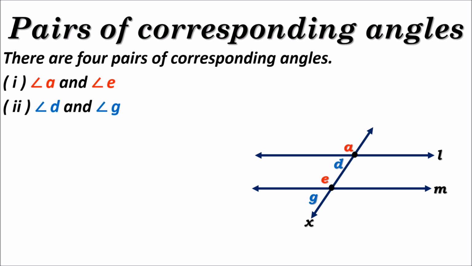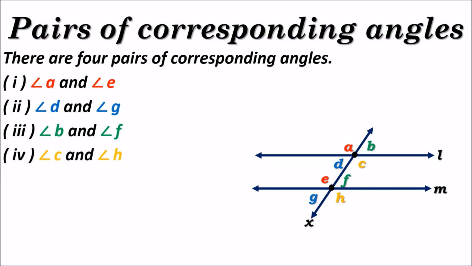Similarly, we have 2 more pairs of corresponding angles to the right hand side of transversal X. Angle B and angle F is the third pair of corresponding angles, and angle C and angle H is the next pair of corresponding angles. So in total we have 4 pairs of corresponding angles, 2 pairs on one side of transversal X and 2 pairs on the other side of transversal X.